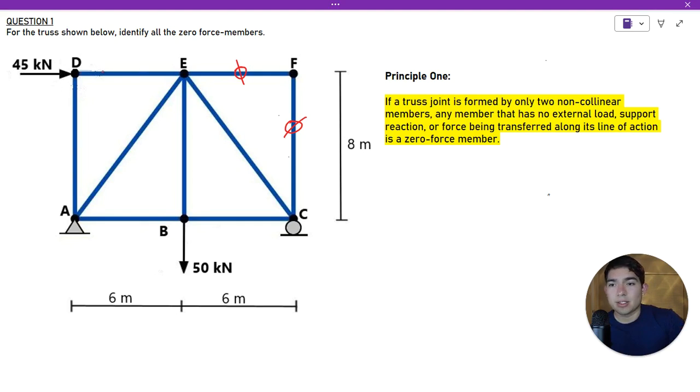So in this case, member DE is going to have a force acting through it. It is going to have this 45 kilonewton horizontal force. However, DA is not going to have a force acting through it, as we can see here when we look at joint D. So therefore, this is going to be our third zero force member. So therefore, all of the zero force members on this truss are going to be FC, FE, and DA. So now let's go ahead and move on to question number 2.